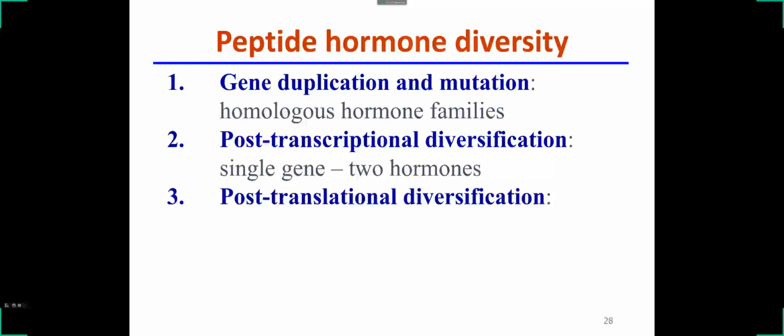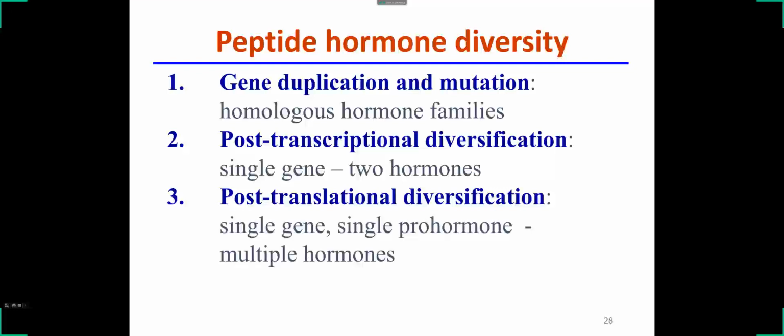And then you can also get hormone diversity through post-translational diversification, okay? So you can have a single gene that gives you a single prohormone, and that can then lead to multiple hormones because of the processing of those prohormones, right? Imagine in the case of insulin, if instead of using CPE to take off those two arginines, you left the two arginines on, that might give you a different hormone, okay?